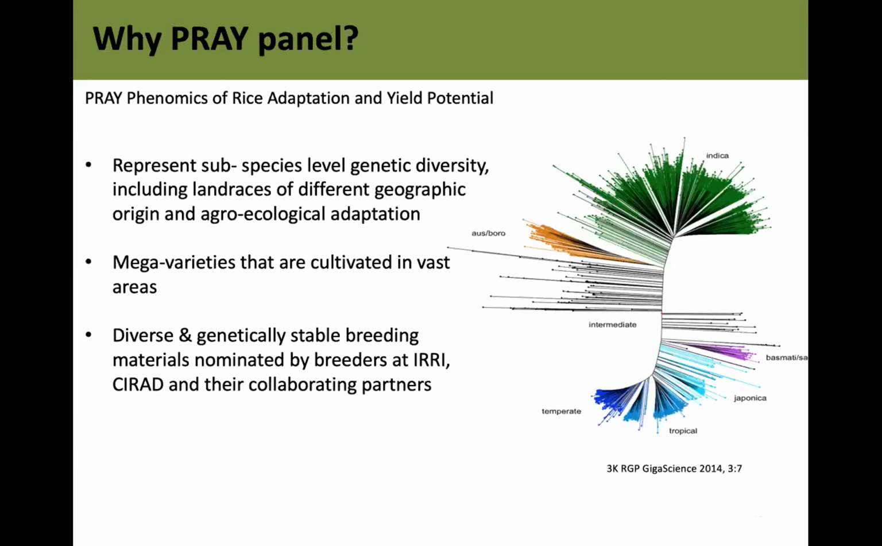So why these 2 panels? Because they represent subspecies level genetic diversity that includes landraces of different geographic regions. There are mega varieties that are cultivated in vast areas across the globe, and diverse and genetically stable breeding material that were nominated by breeders at IRRI, CIRAD, and collaborating partners.